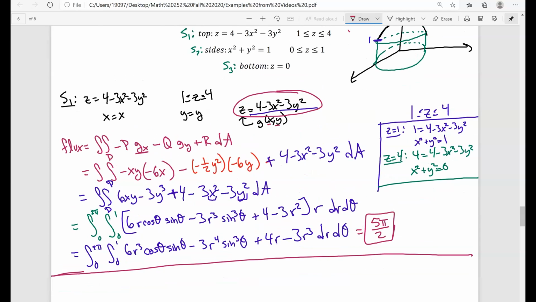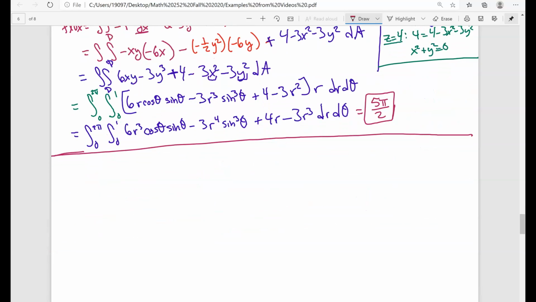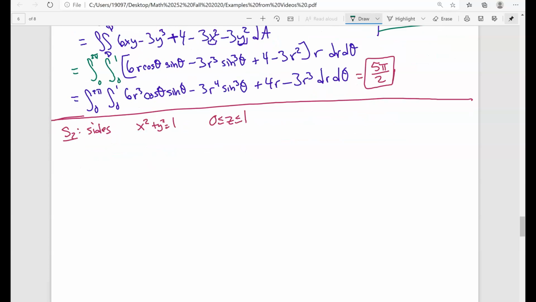So S2 is going to be the sides of the cylinder. Okay, so S2 is the sides, which is the cylinder x squared plus y squared equals 1. And z is between 0 and 1. So in order for me to work with the cylinder, remember with cylinders, you've got to parameterize it. And doing so, you get it to cylindrical coordinates. So x is r cosine theta, in this case, r is 1. So you're going to get cosine theta. y is sine theta. And z is just equal to z.